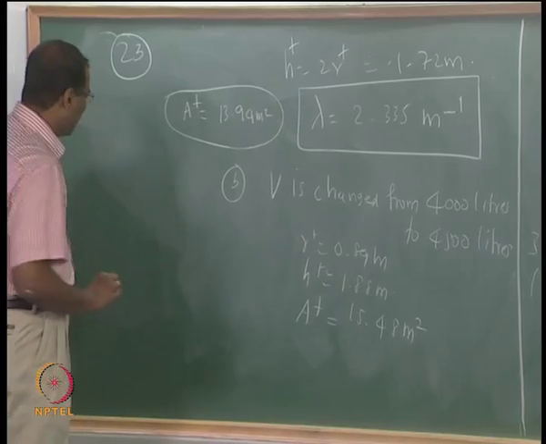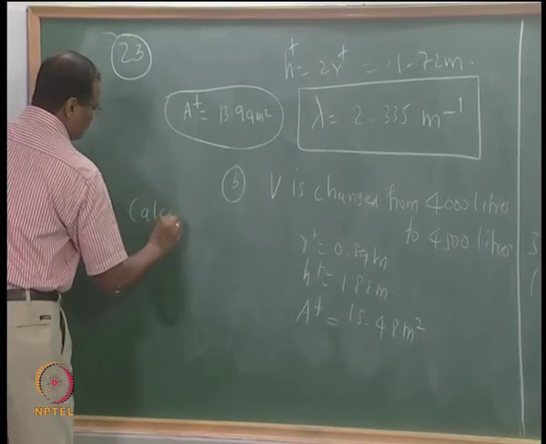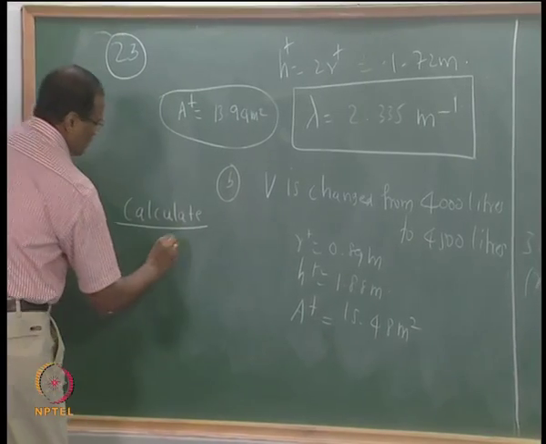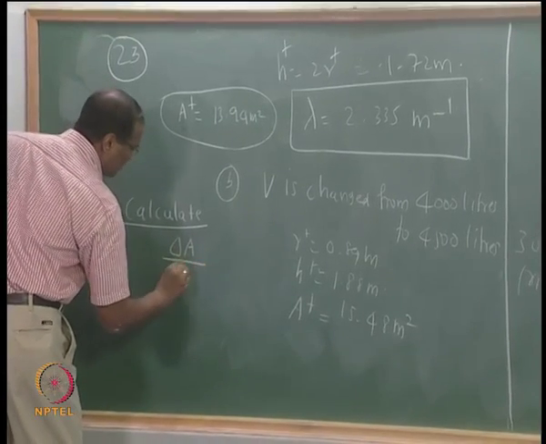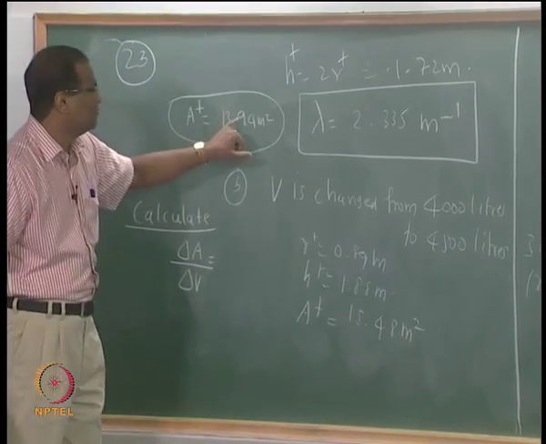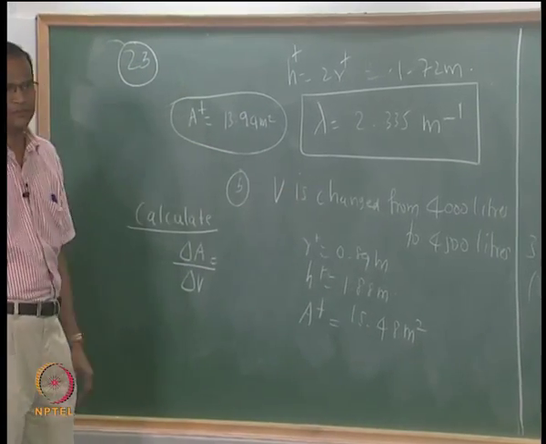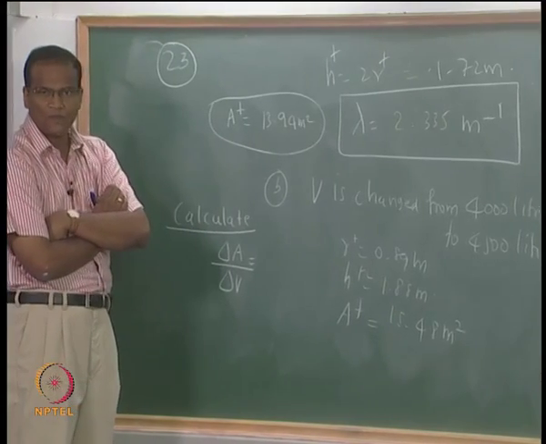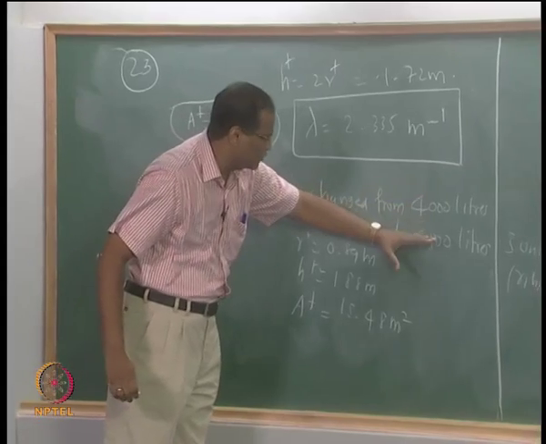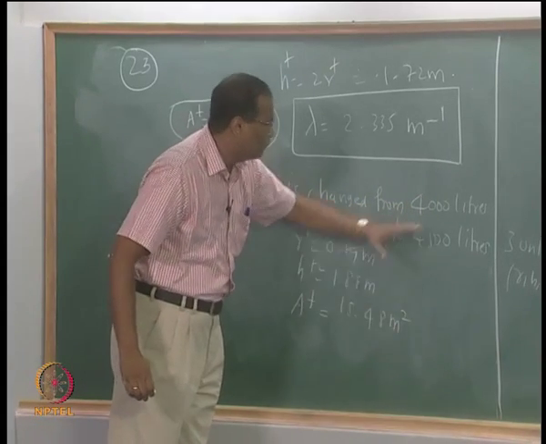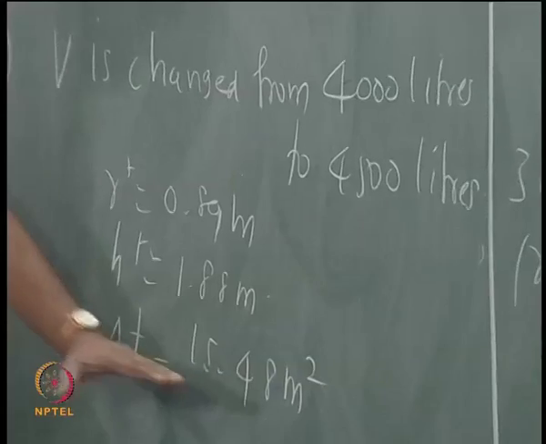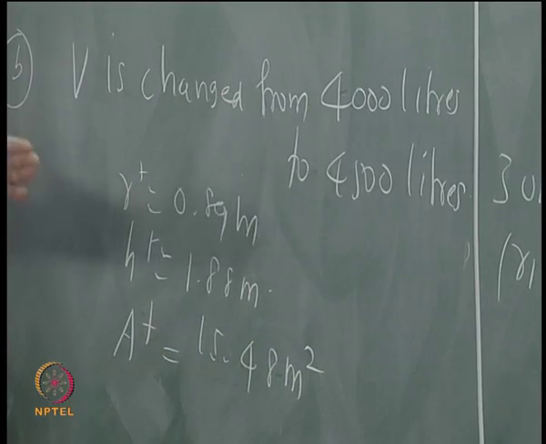Is that fine? Now please calculate the change in area divided by the change in volume. 15.48 minus 13.94 divided by 0.5 meter cube. Are you getting the point? From 4000 liters, if you change to 4500 liters, you are getting a new optimal area. For 4000 liters, you got an optimal area. I am asking you to take the difference between the two optimal areas divided by the change in the volume.